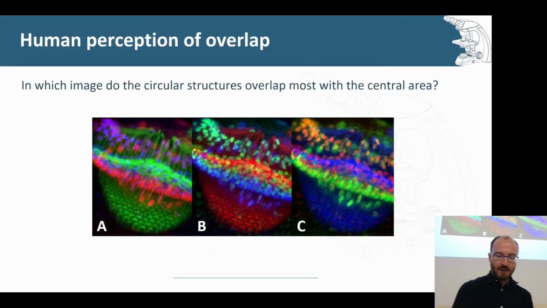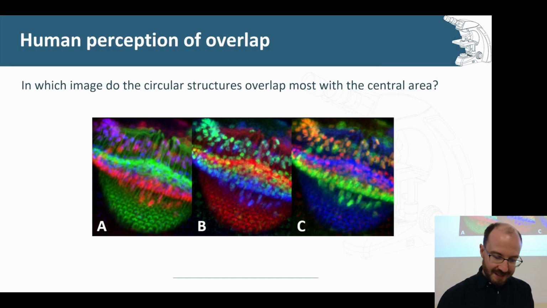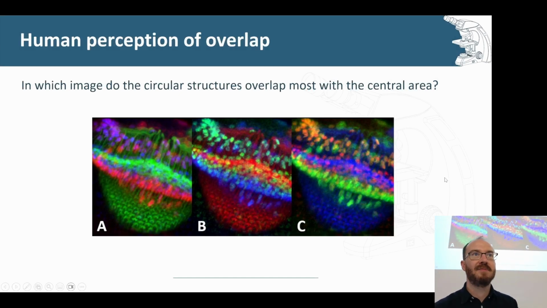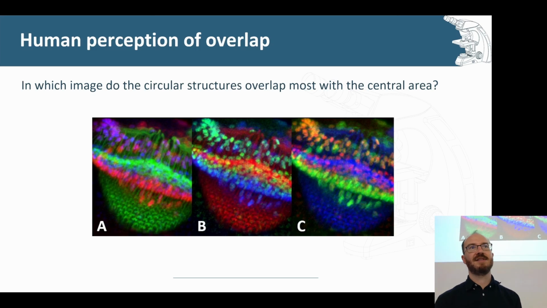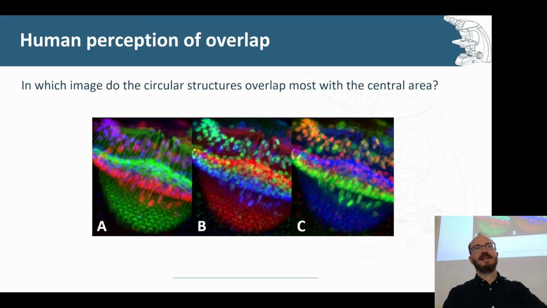Now, to drive the point home about our visual perception of things, can anybody tell me what the difference between these three images is? Is it the same image? Is it different images? Were different probes used? Or what do you think happened here?